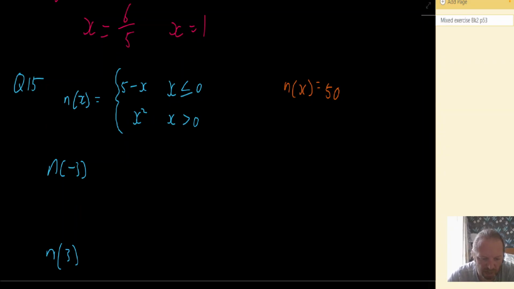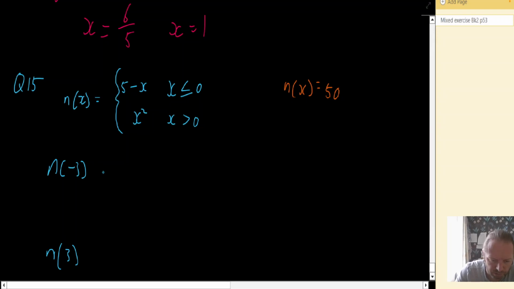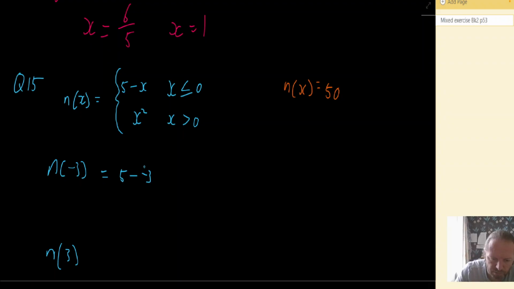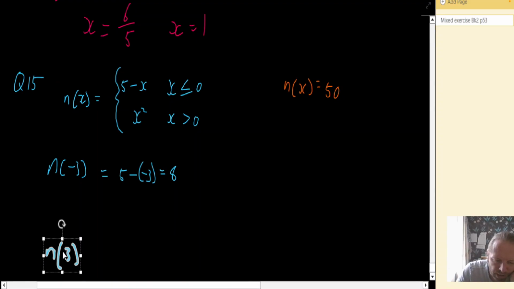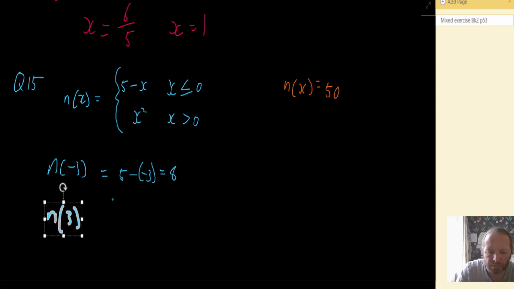Well, at that point, x is less than 0. So that is going to be equal to 5 minus minus 3, which would be equal to 8. Okay. When x is 3, that's obviously bigger than 0. So that's equal to 3 squared, which equals 9.